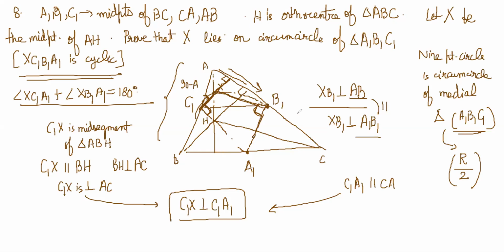Are you getting it? So then it has become cyclic, no? Yes, it has become cyclic because opposite angles are summing to 180. So we have proved that the midpoints of the lines joining the orthocenter to the vertices also lie on that same circle. So we have one circle passing through 9 points.